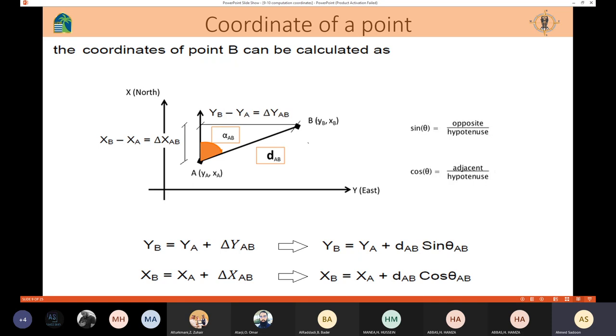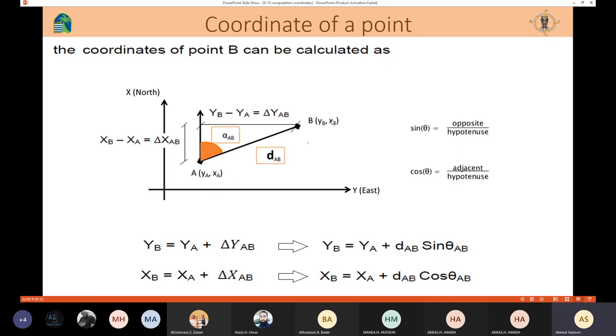Then if I need to know the value of YB, the location of YB, first I need to know the location of YA. So YA represents the distance from here to here. So the distance from here to here represents YA, and the distance from here to here represents delta YAB. Okay, what I need to determine is YB. So YB is the distance from here to here. So I can say that YB equals YA, the distance from here to here, plus the distance from here to here, which is delta YAB, okay? But I don't know this one, okay? I need to determine this value because YB is missing.